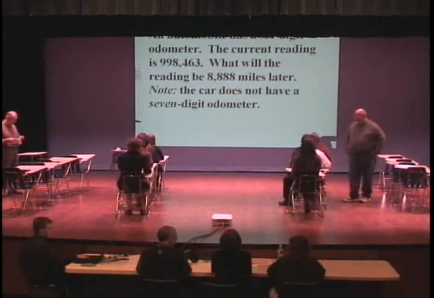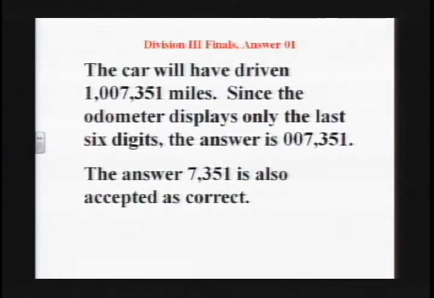And the time has elapsed. The solution, please. And listen up good. You need this in real life, especially if you're driving a car that's nearing 1,000,000 miles. We all know that if we take 998,000 and some change and add to that 8,888 miles, we get 1,007,351 miles. Subtract 1,000,000 from that, and you get the solution 7,351 on your odometer.